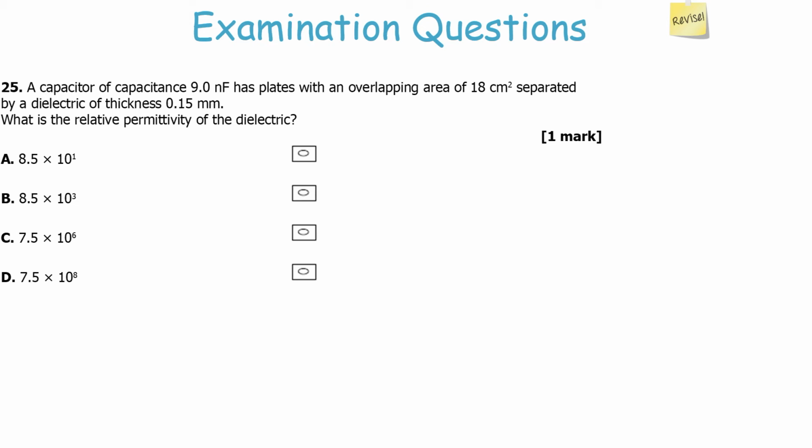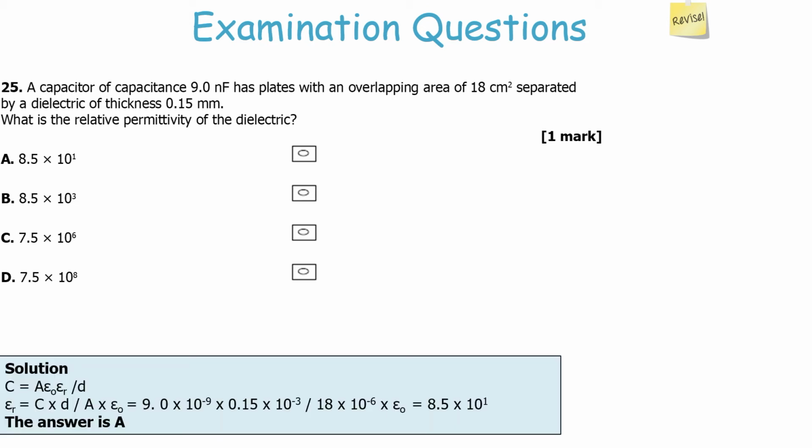Right, so it's important that you can use the parallel plate capacitors equation in this situation. So we say capacitance is equal to A E0 ER over D. So we then got to rearrange it to make ER the subject, and then we pop in our numbers. So remember, we convert 9 nanofarads into farads by saying it's 9 times 10 to the minus 9. We convert our thickness from millimeters into meters by doing 0.15 times 10 to the minus 3.